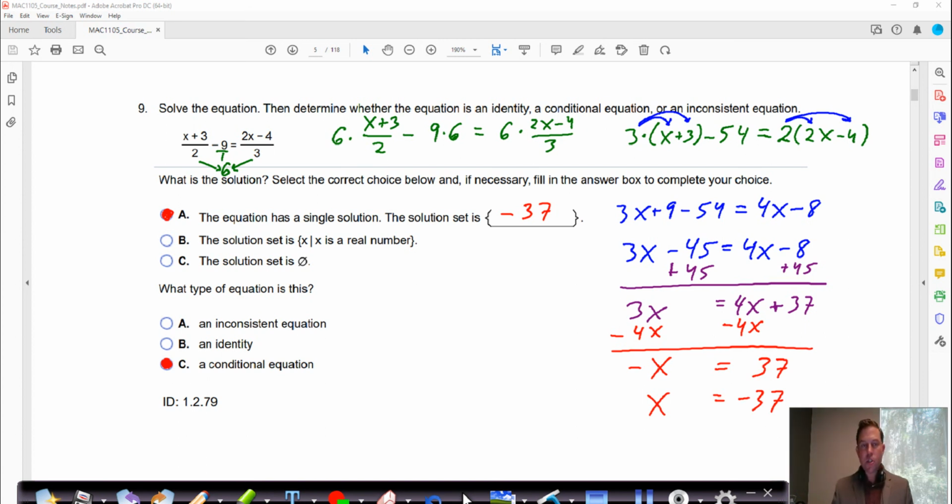Now notice that I didn't have to check to see if there were any x's that wouldn't work. If there is no x in the denominator, all values of x should work because you're not going to get a divide by 0 situation. And that's problem 9.